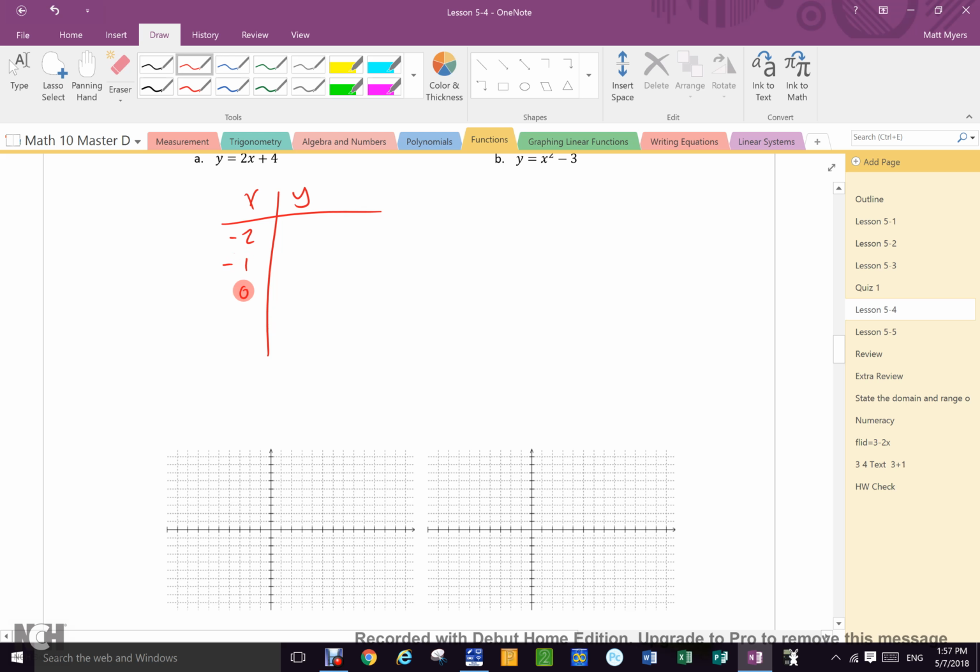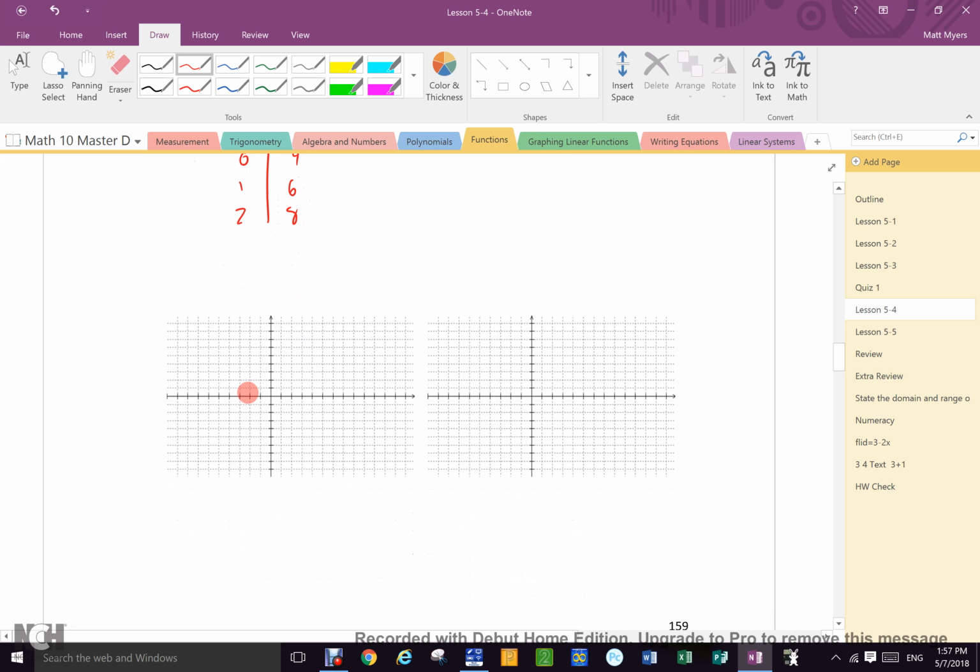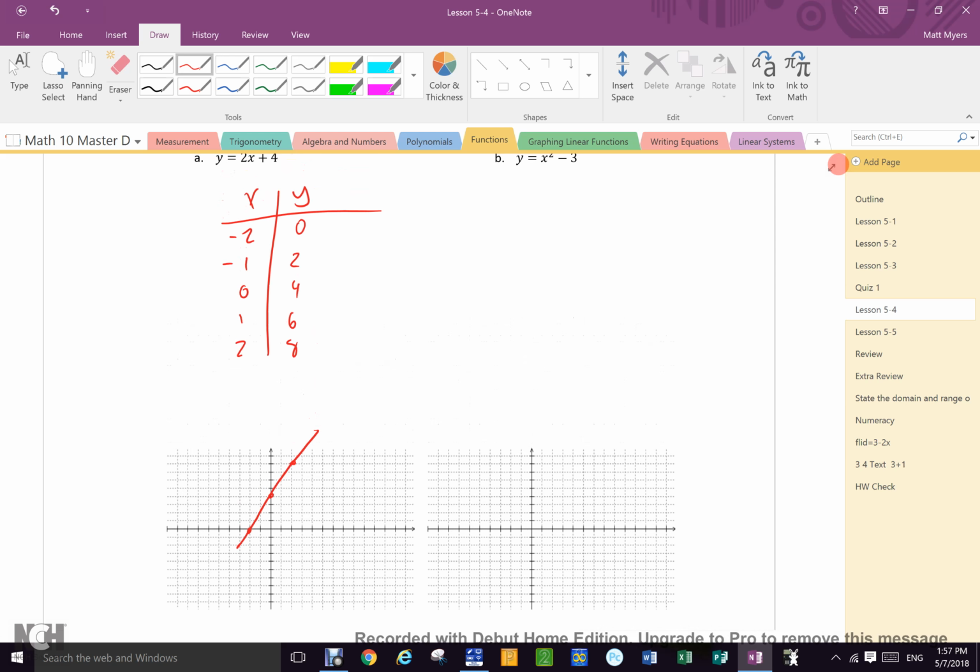-2, -1, 0, 1, 2. This is the same as the question before. Yes, it is the same. What are they? 0, 2, 4, 6, 8. Graph it. -2, 0. 0, 1, 2, 3, 4. And it makes a nice straight line. Yeah? That one's going straight up and down. Everybody good? Yes! Okay, what about the other one?